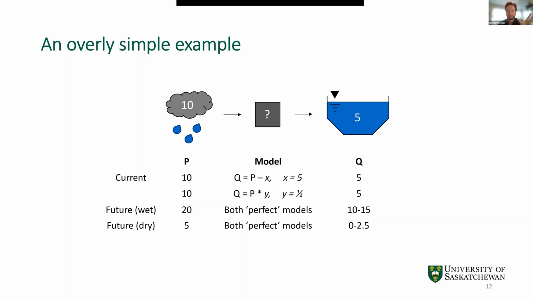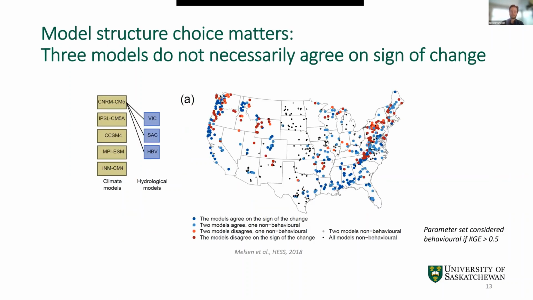And of course, this is an absolute toy example, but if we look at a more realistic application, we see the same thing. So this is a study by Melson et al. from 2018, and what they did here is use different climate models and 3 different hydrological models. So that's Vic, Sacramento, and HBV. And all of these 3 hydrological models are considered equally plausible representations for all these catchments in the US. And what they try to investigate here is whether these models are actually in agreement about the upcoming changes in the future if you use these climate models to project the future.